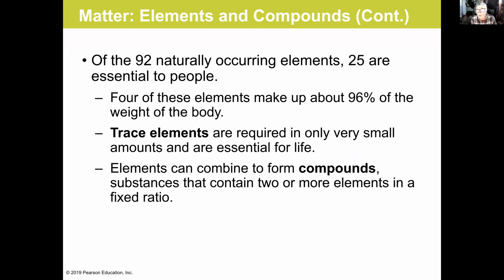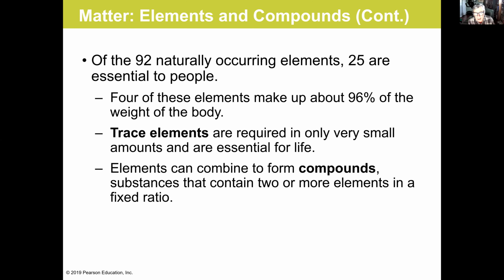Of the 92 naturally occurring elements, 25 are essential to people. And 4 of them are very special, the big 4. They make up about 96% of the weight of the body. Those are carbon, hydrogen, nitrogen, and oxygen. Then we have trace elements that are required only in very small amounts, but are still essential for life, things like molybdenum and copper and selenium.